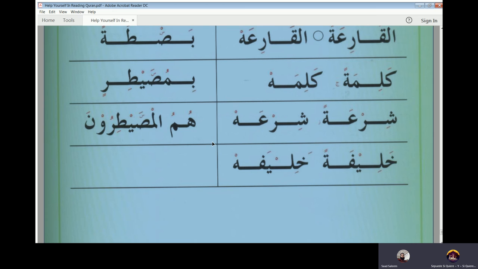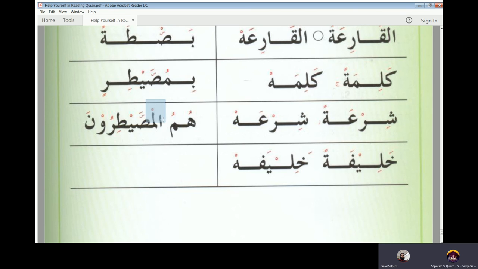Wait, there's a rule in here somewhere. Okay, hold on. Humu. Wrong. There's a sukoon on lam, and dhamma on meem. Humul musaytiruna. So the meem connects with the lam? Yes, because of sukoon, meem connects with the lam. Humul. Yes.